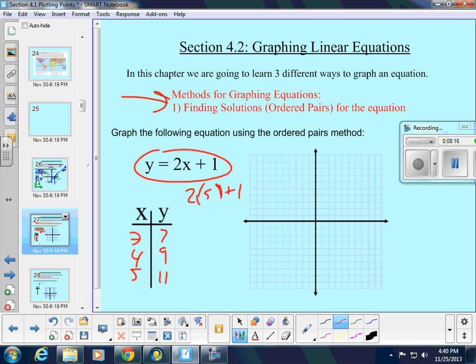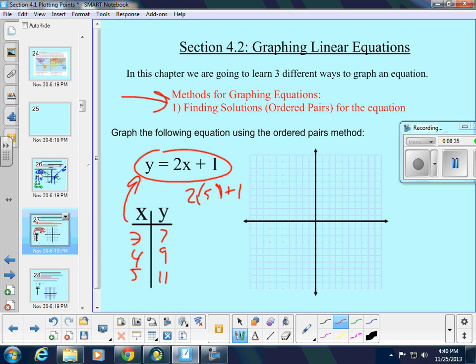Plotting those, again, these are solutions to this equation. So if I plug in 3 for x and 7 for y, it'll make the equation true. Okay. If I plug in 4 for x and 9 for y, that'll make the equation true. So again, these are solutions that work for this particular equation. And I can show me all the rest of them.